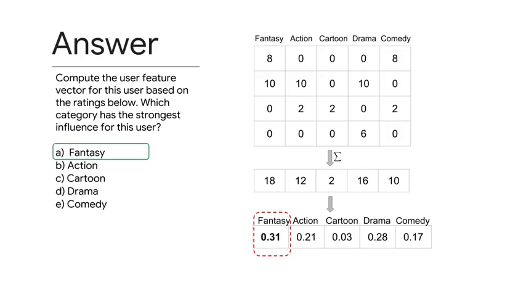To verify this, first scale the movie feature matrix by the user's ratings, then sum across the feature columns. The user feature vector is the normalization of that vector. In doing this computation, we see that fantasy has a relative score of 0.31, although drama is close with 0.28. This means the fantasy category has the strongest influence.